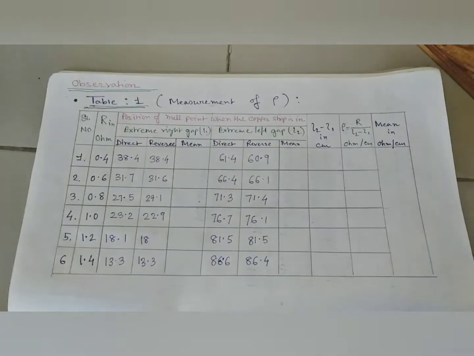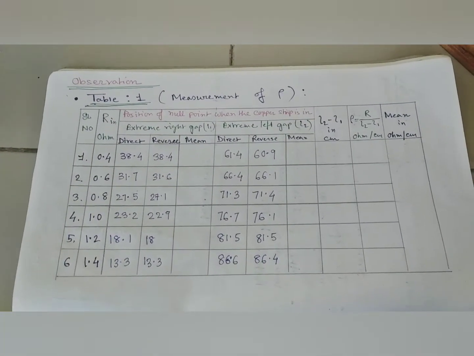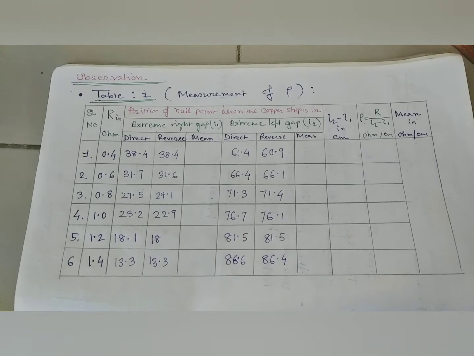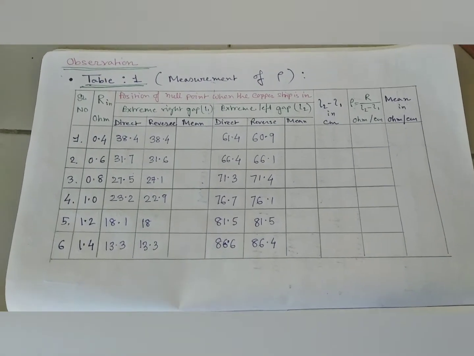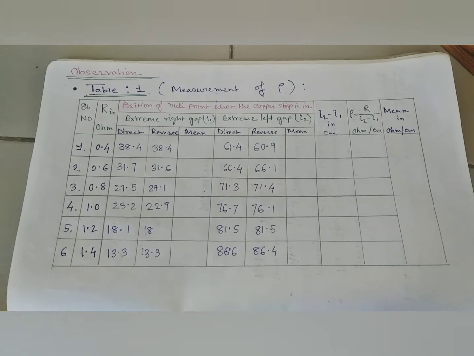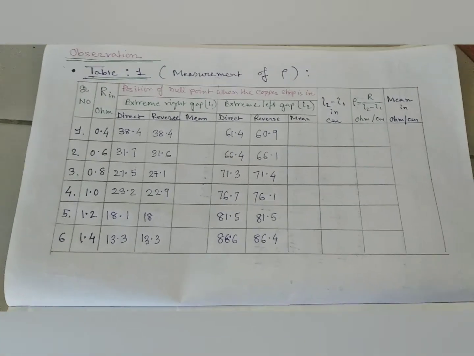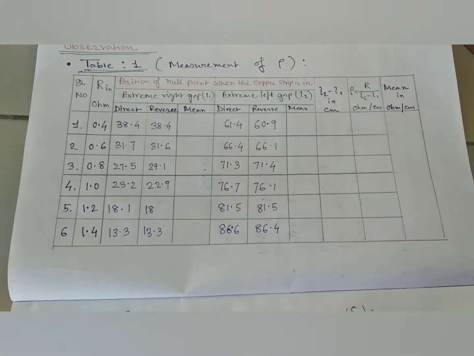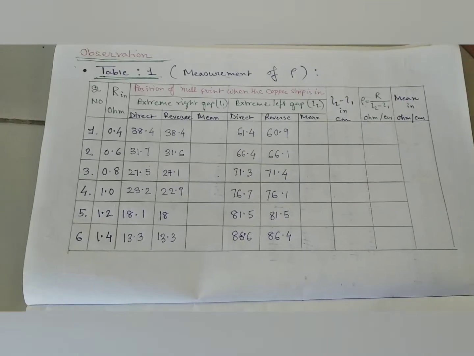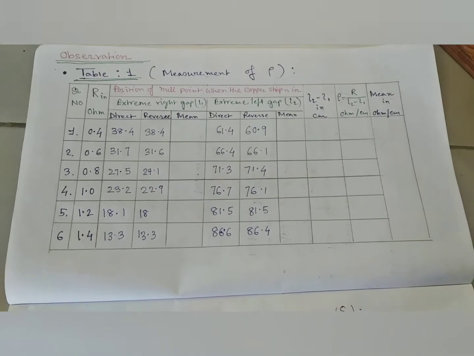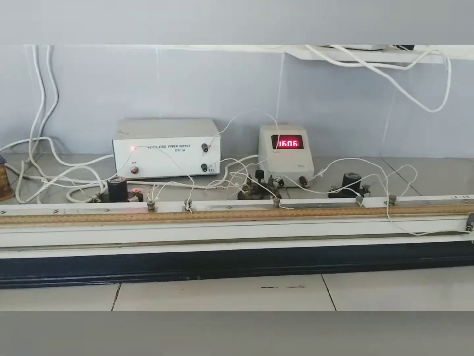So, moving to the observation table, our first table is the measurement of rho. Since our unknown resistance S has a formula, that is capital R minus rho into L2 minus L1, we need to find out the rho first.